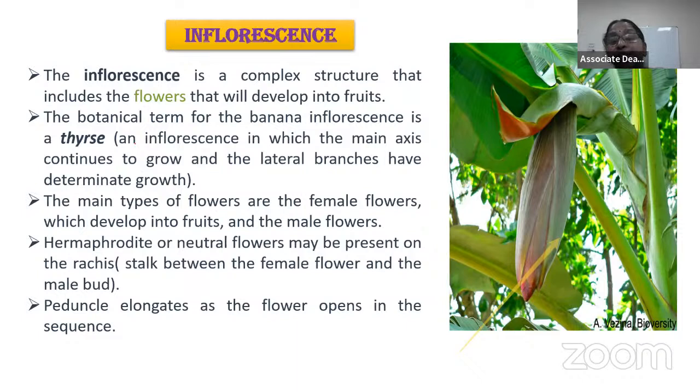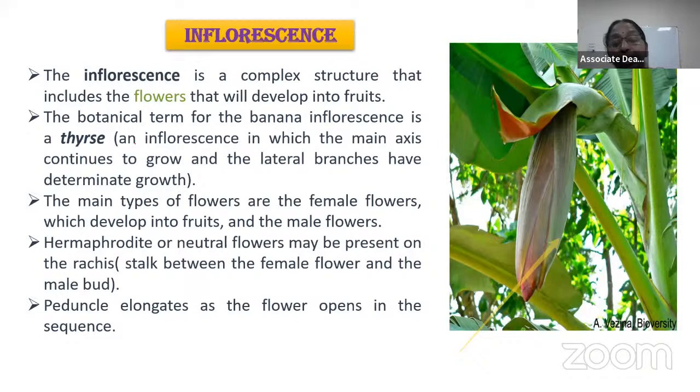Means an inflorescence in which this main axis, that is the peduncle, will continue to grow, and these lateral branches will have determinate growth. The main types of flowers are the female flowers, which will develop into the fruits, and also the male flowers, which are sterile in nature and are produced at the distal end. Hermaphrodite or neutral flowers may be present on the rachis, that is the stalk between the female flower and the male bud, but they are non-functional.